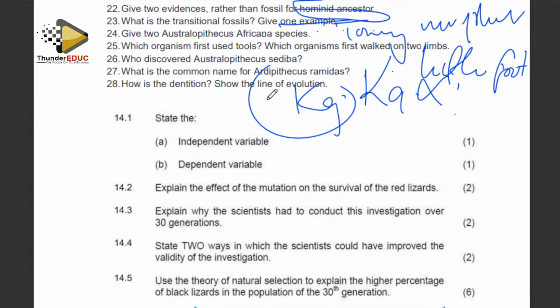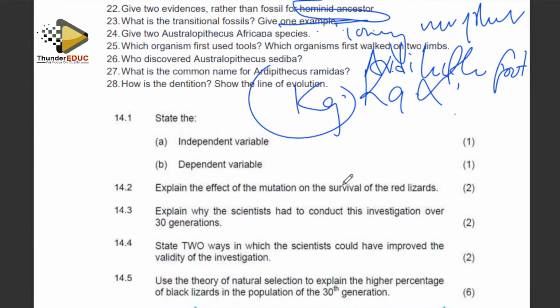We are asking, what is the common name for Australopithecus, Ardipithecus ramidus? It is Ardi. Yes. So what is the common name for Australopithecus africanus? We have three of them. What is the common name for Australopithecus afarensis? It is Lucy. What is the common name for Homo sapiens, modern humans? Wise men. What is the common name for Homo erectus? The upright walking man.